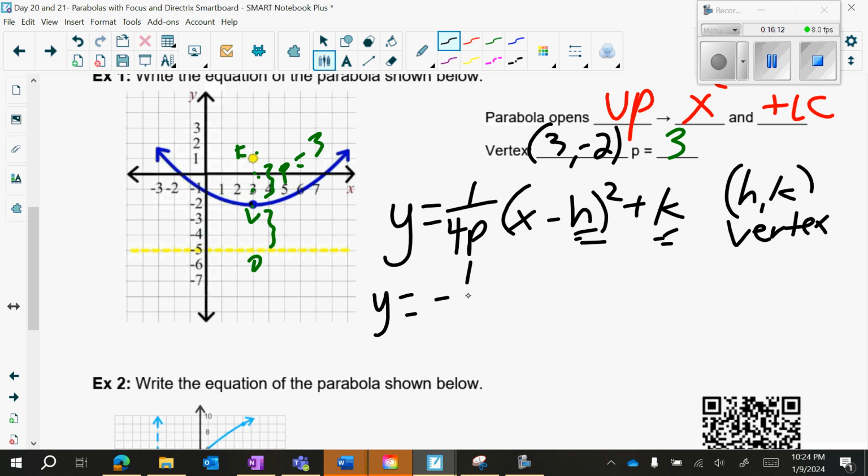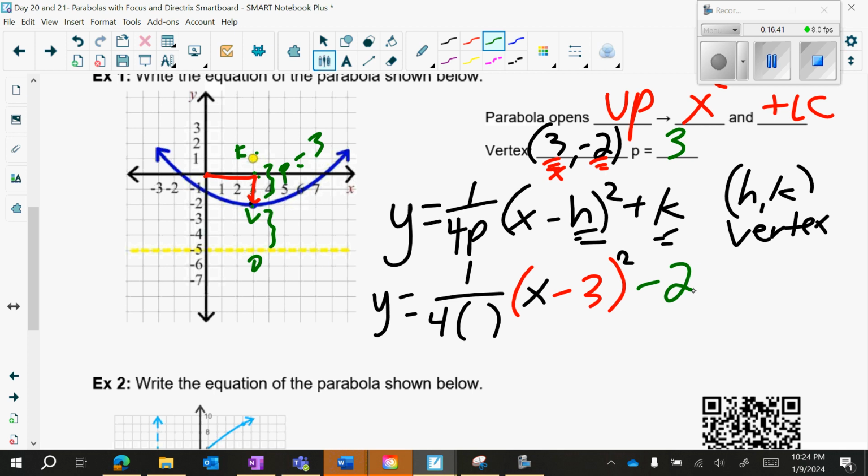Let's start with the vertex. Think about your transformations from Algebra. This went right 3 and down 2. Right 3, down 2. So look, right 3, down 2 from the origin. So what's it going to say here? It's going to say x minus 3, because you have to change the sign of the x coordinate of the vertex, squared. And then down 2 is going to be a minus 2 in the back, because remember, we keep the sign of what's on the outside.